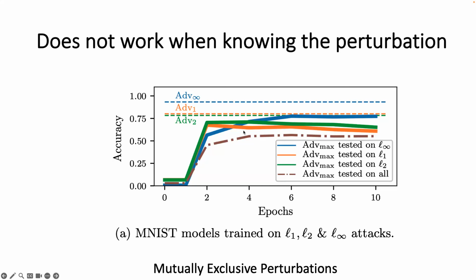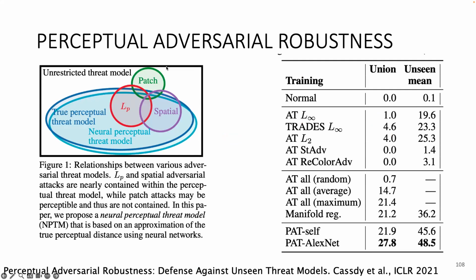So how do we defend against unseen perturbations? There is a very good paper from Maryland. They propose perceptual adversary robustness. What is perceptual adversary robustness? Instead of just using Lp based threat models, they design a perceptual threat model. They use a perceptual score as the metric to generate adversary examples, and then use those examples for adversary training.